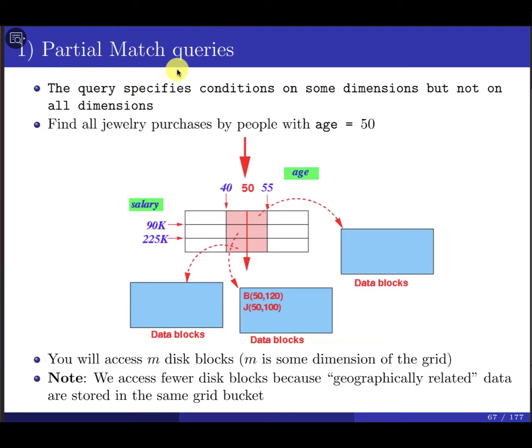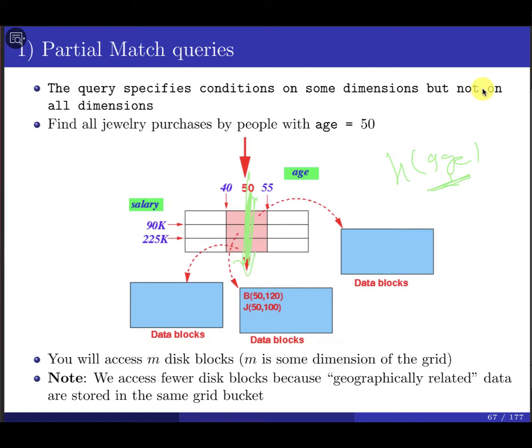So the partial match query, I give you, for example, in this case, either the age or the salary. If you give me both of them, it's fine, but it's the partial one that is not easy to answer. So assume that I ask you to find all the jewelry purchased by people with age equal 50. Okay. So in this case, I give you one value. So it looks like you can compute by the age. And the age is going to tell you the location of the bucket that you need to retrieve in this direction.